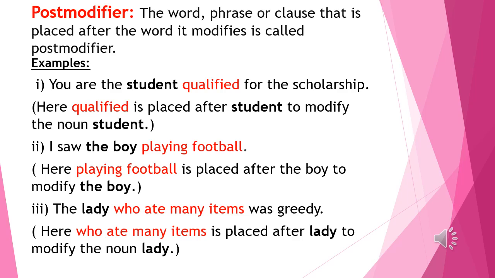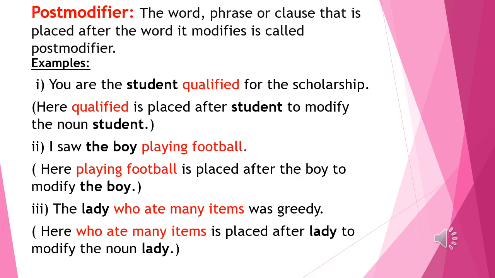Post modifier. The word, phrase or clause that is placed after the word it modifies is called post modifier. Examples. Number 1. You are the student qualified for the scholarship. Here, qualified is placed after student to modify the noun student. Number 2. I saw the boy playing football. Here, playing football is placed after the boy to modify the boy.